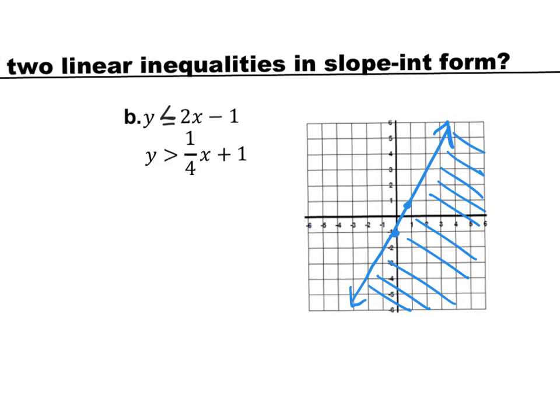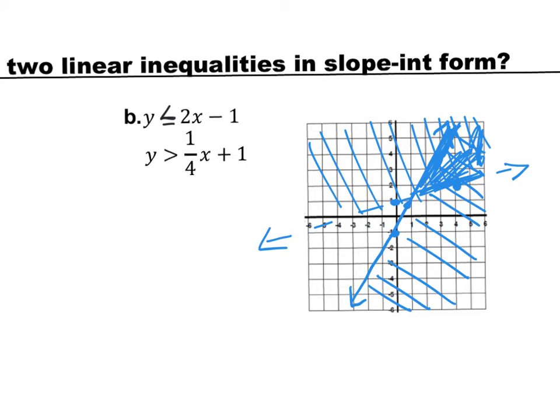Then I have y is greater than 1/4 x plus 1. So again, this one's going to start on the y-intercept, and I'm going to go up 1 over 4. And because this is greater than, I'm going to have a dashed line, and I'm going to be shading above the line. So everything that's above the line gets shaded. But now what I'm looking for is that doubly shaded area. That's going to be the solution to this system.